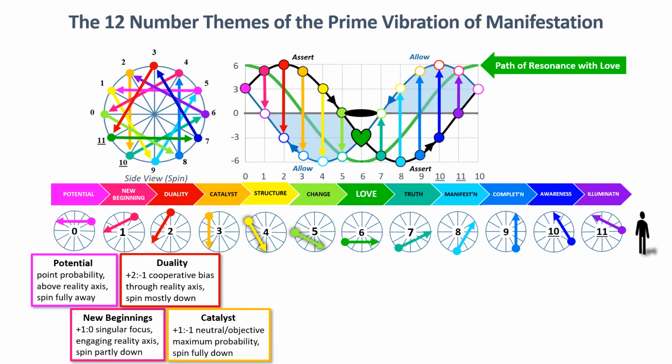From the highly polarized and influential geometry of position 3, we move next to the more stable and settled geometry of position 4 in yellow, that of structure. Here, the geometry becomes biased and polarized once again, similar to position 2, but unlike 2, which called for a greater positive assertion of its theme, position 4 calls for the opposite, of allowing less structure and more freedom, the path of resonance falling halfway below the real axis.